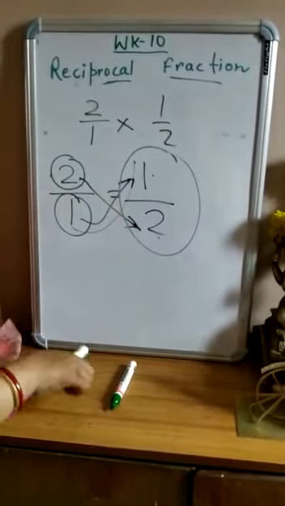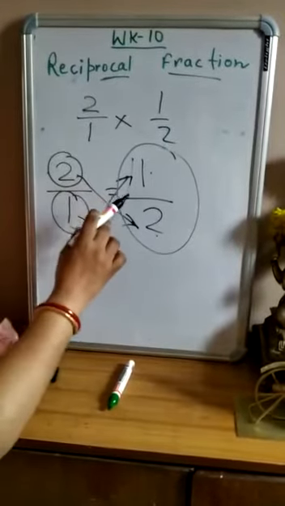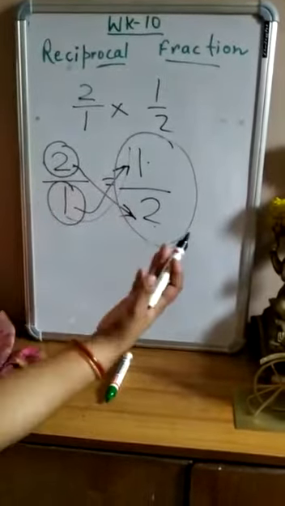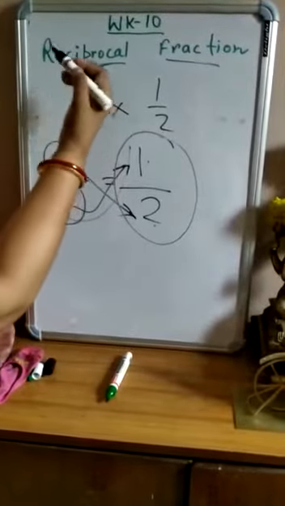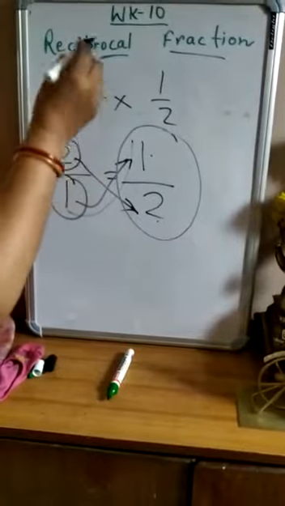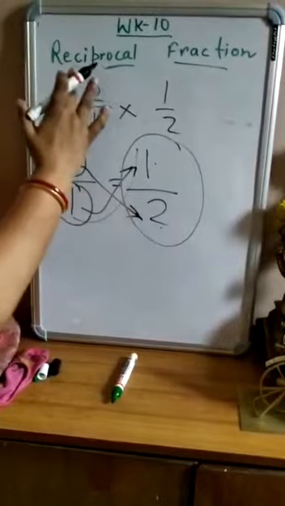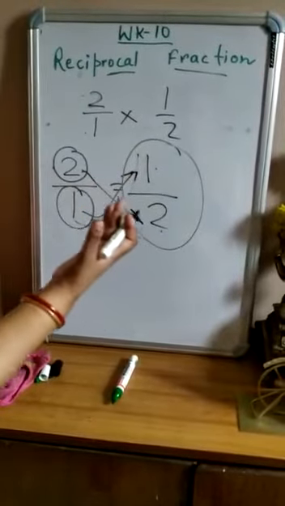Now let us take the example. What is a reciprocal? In order to get the reciprocal of a fraction, we interchange the numerator and denominator. A fraction has two terms, numerator and denominator. We interchange. The numerator becomes the denominator and the denominator becomes the numerator. Then we get the reciprocal of the fraction.